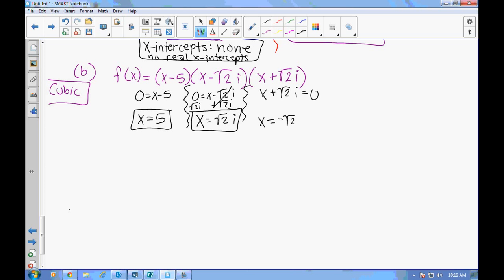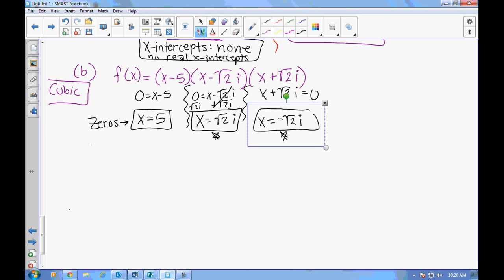negative root 2 i, which makes sense because these imaginary ones have to come in pairs. They have to be conjugates. One will be positive, one will be negative. Their real part is just 0. This is 0 plus root 2 i. This is 0 minus root 2 i. They have to come in pairs. Okay, so these are our zeros. But out of these, which one is actually an x-intercept on the real x-axis?